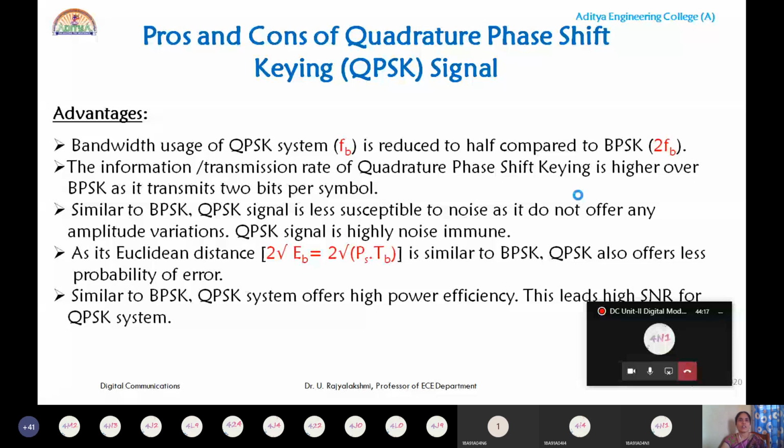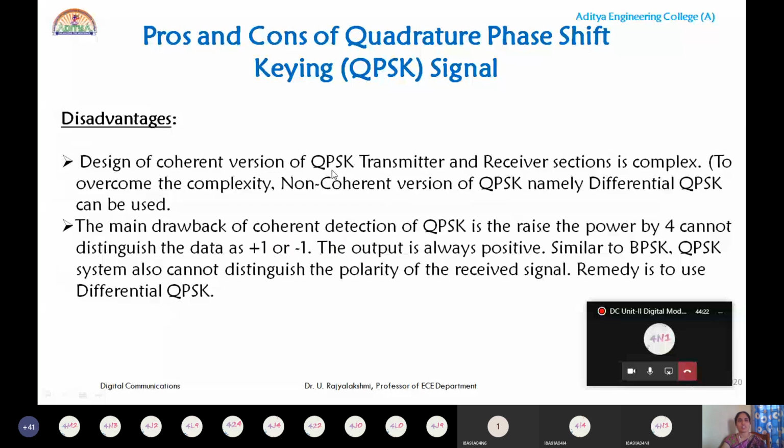And a few drawbacks. This drawback is almost similar to BPSK. Here the design of the coherent version is complex. So that's why you can add differential QPSK. You can add a differential encoder at the input section of the transmitter and a differential decoder at the output section, after completion of this general QPSK receiver.